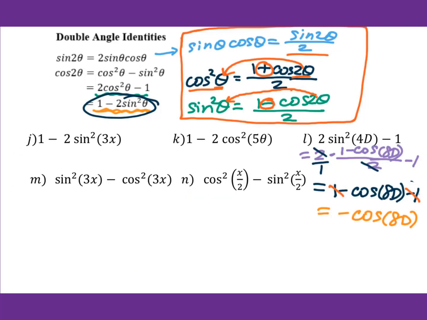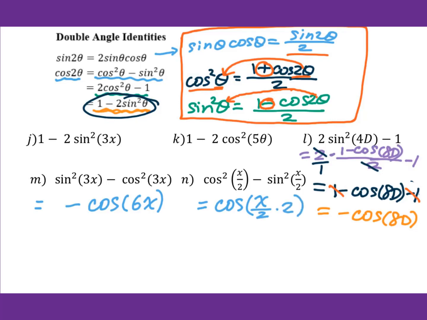Let's go to M. Remember that for cosine square minus sine square, that's cosine 2 theta. This is the opposite. So you got the negative cosine 3x times 2, that's 6x. For N, you will get cosine x over 2 times 2. That will be x, cosine x.